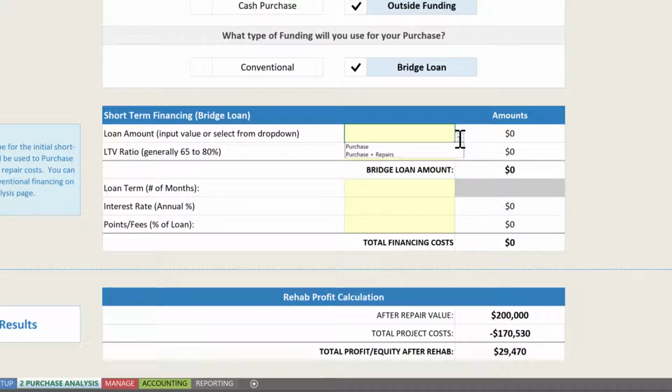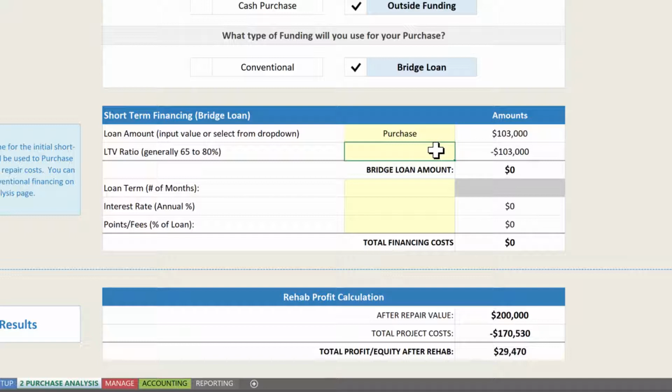You can set up your loan amount by using the drop-down menu, or you can input a number directly into the cell. The drop-down options give you the option to get a bridge loan for just the purchase price, or you can get a loan for the purchase and the repairs. Once you make a loan selection, the calculator will automatically generate the loan amount based upon your purchase and repair data inputted above. Next, you will set up the loan-to-value ratio that your lender requires.